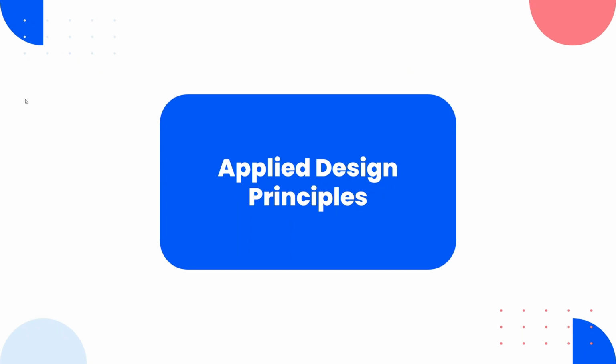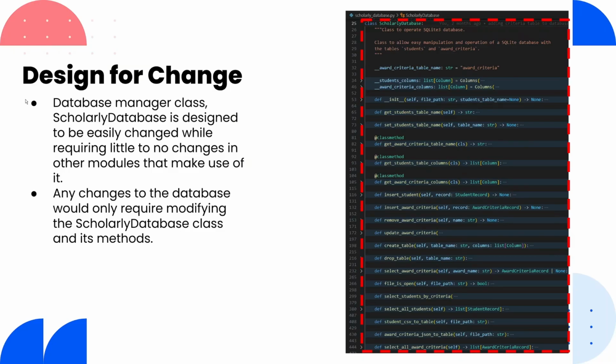So on to the applied design principles. The first one that we applied in our code is design for change. Here's the database manager class that I mentioned before. It's designed to be easily changed with little to no changes in other modules that make use of it. Any changes to the database would only require modifying this class or other things in the module. As you can see right here in the red box, these are all the functions. The user doesn't need to know anything about the underlying implementation. They just need to know about these functions, and the input and the output of these functions will be the same.